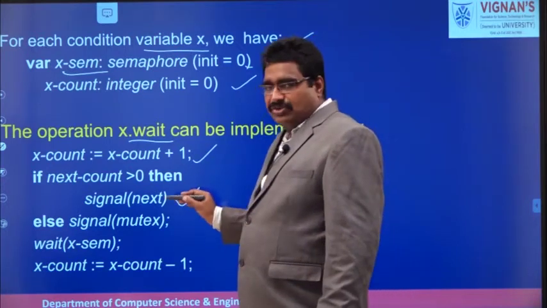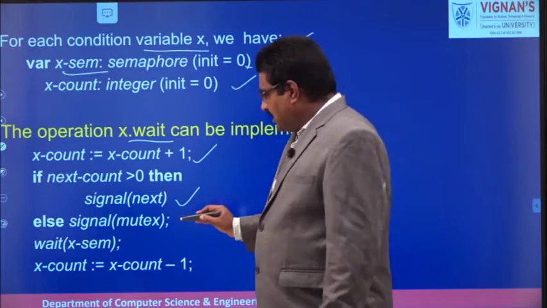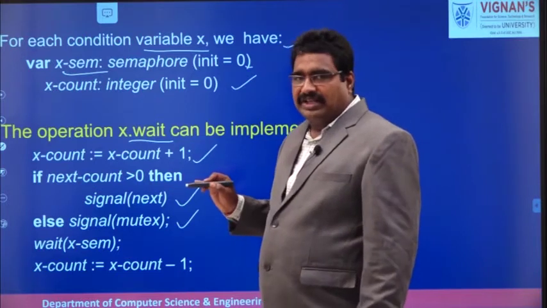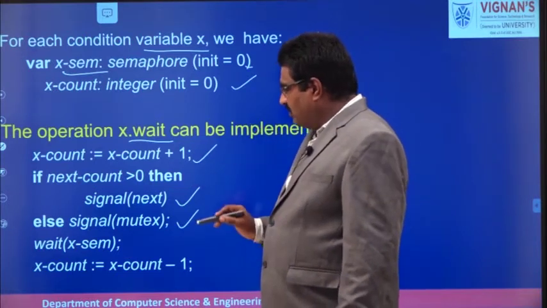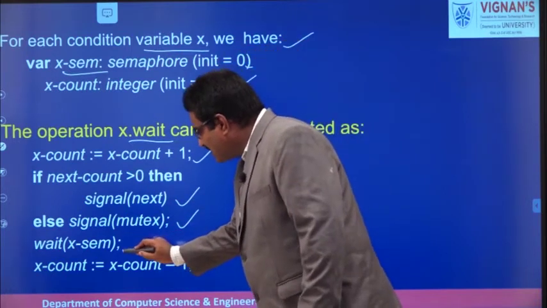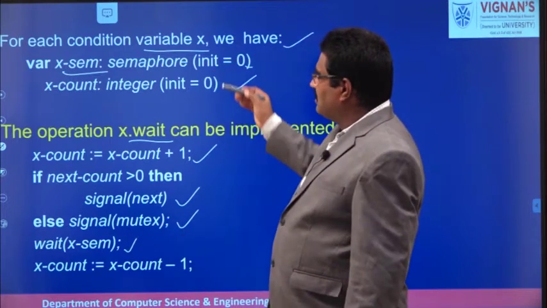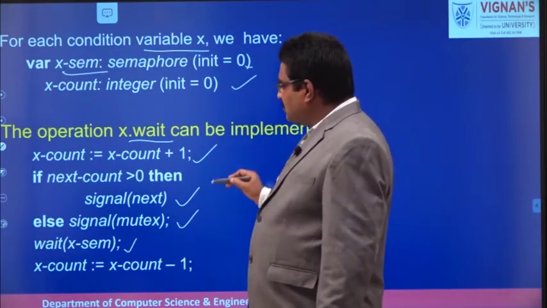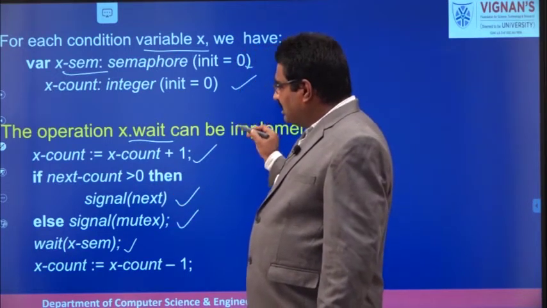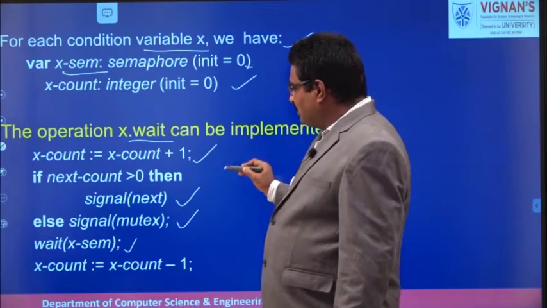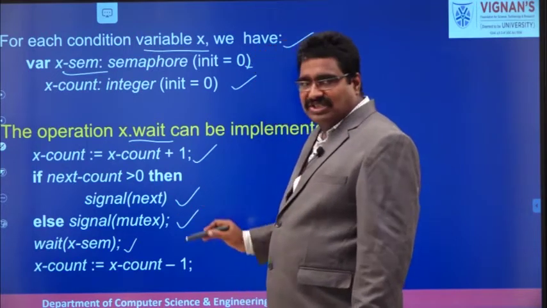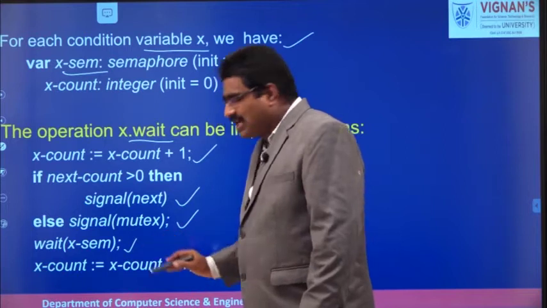If it is greater than 0, then only it gives signal next, else it gives signal mutex. Already we know that mutex is a binary semaphore, its initial value is 1, and once this statement is executed, next it calls wait xsem. Already we know that xsem is a binary semaphore, its initial value is 0. So if a process calls x.wait, then the x count value is increased by 1, and next, based on whether the next count value is greater than 0, it gives signal next, otherwise it gives signal mutex, and next it calls wait xsem.